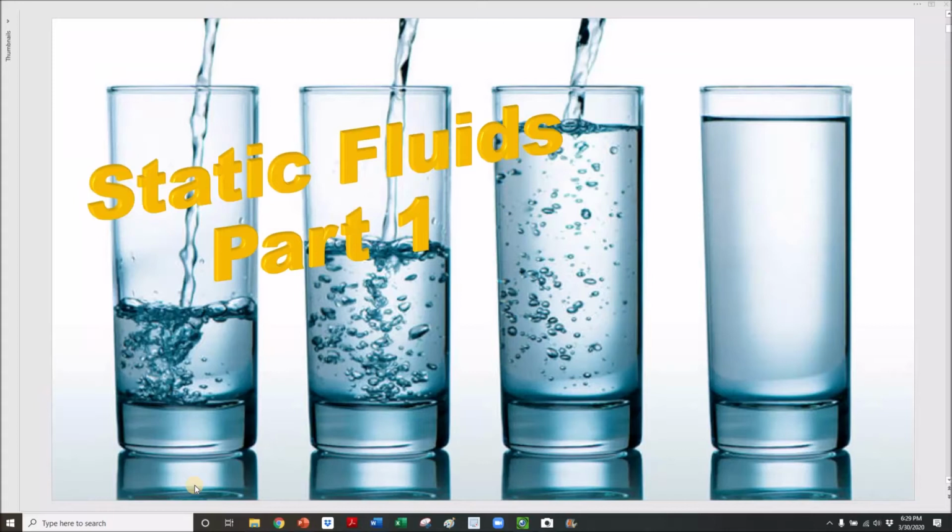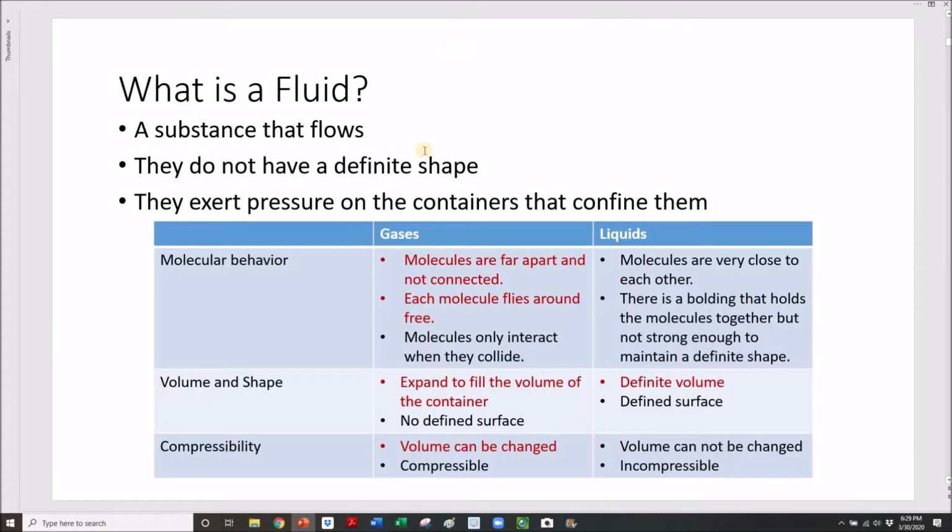We are here to study fluids. We're going to begin with static fluids, and I'm going to break it up into a couple of parts so that it is not too long. Okay, so first off, what the heck is a fluid?